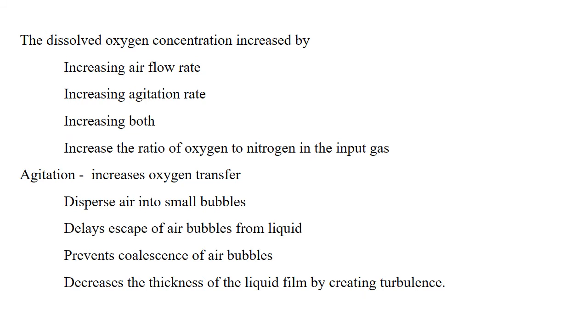After measuring the dissolved oxygen concentration by means of the electrodes, if it is found to be low, it should be increased by increasing the airflow rate, or by increasing the agitation rate, or by increasing both the airflow rate and the agitation rate. We may also increase the ratio of oxygen to nitrogen in the input gas.